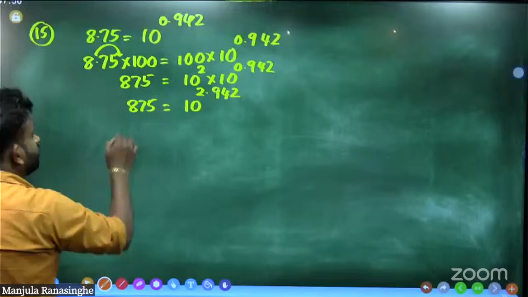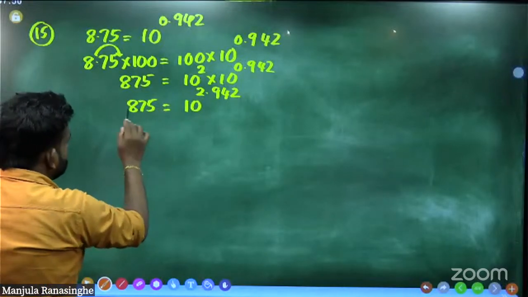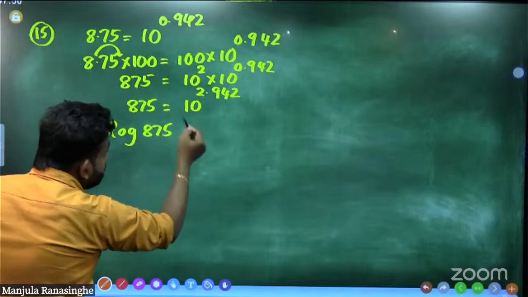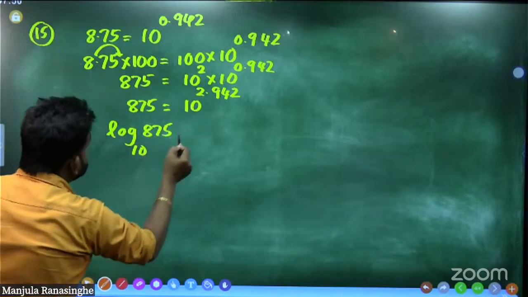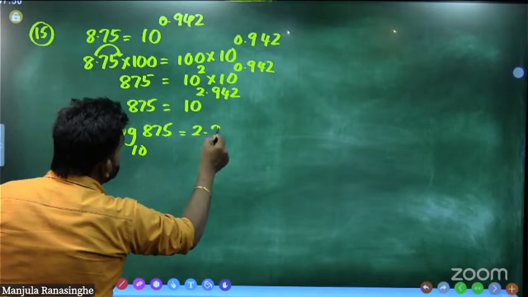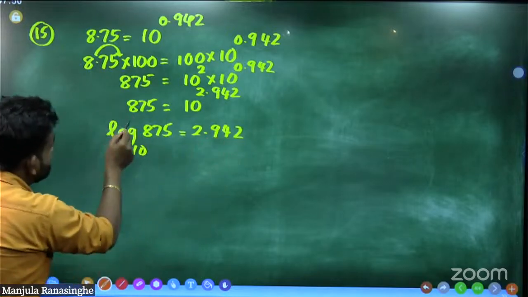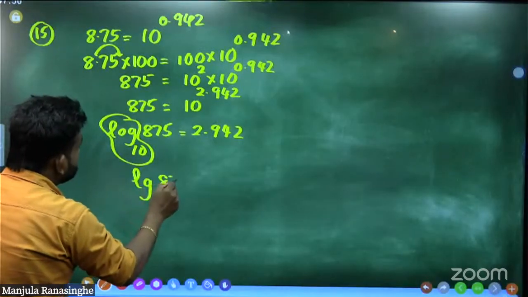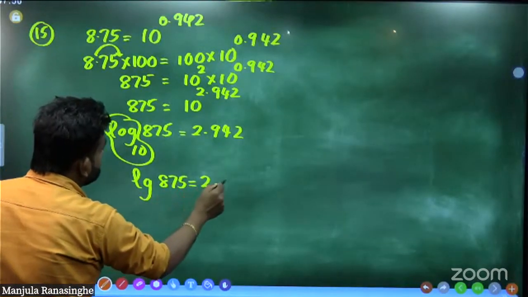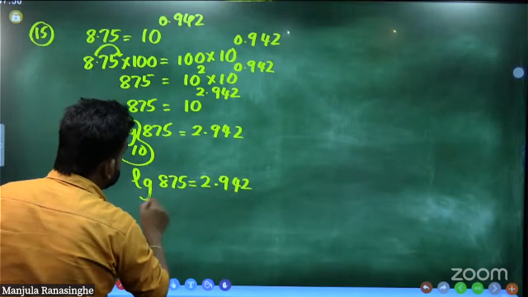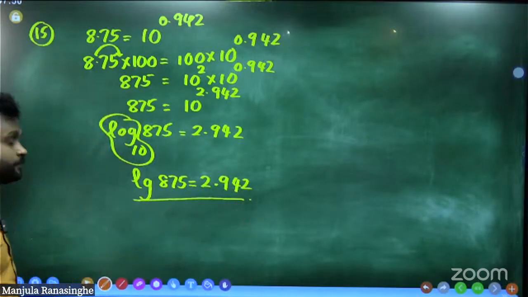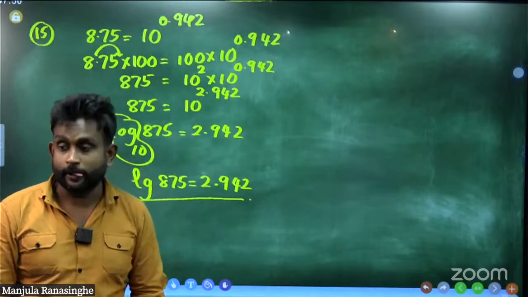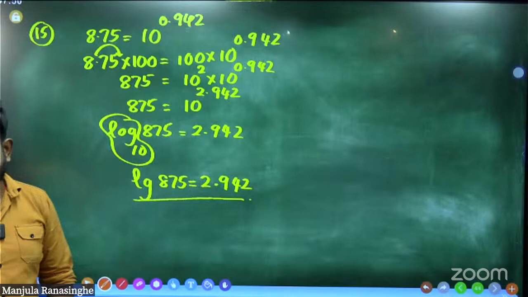Then I take the logarithm of the right side, log 875. I require a base, I put the base 10, then that equals the index 2.942. Now log to the base 10 can be written as lg 875 equals 2.942. Okay, so that is the answer. Hands up those who got this answer. That is an excellent question.